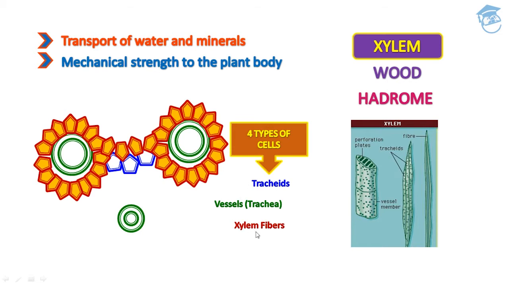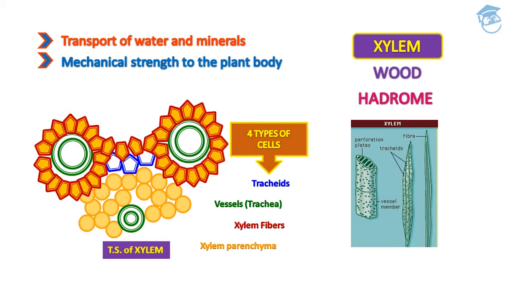Now third is xylem fiber, which is represented by this yellow and red color. Then the fourth type of xylem cell is xylem parenchyma. So this is xylem parenchyma, which are angular in shape. So this is the transverse section of xylem.